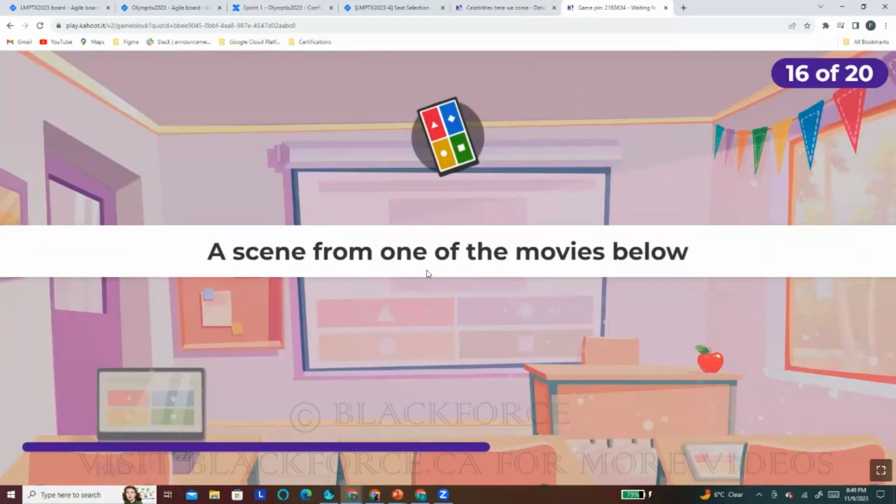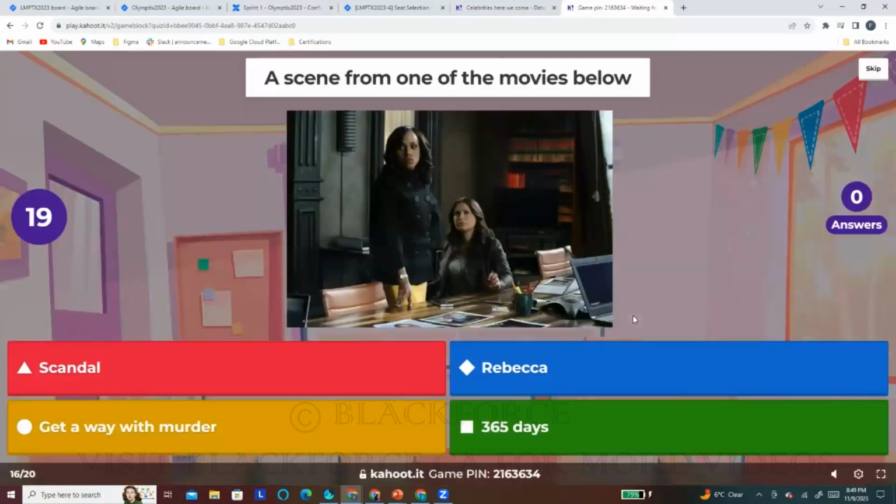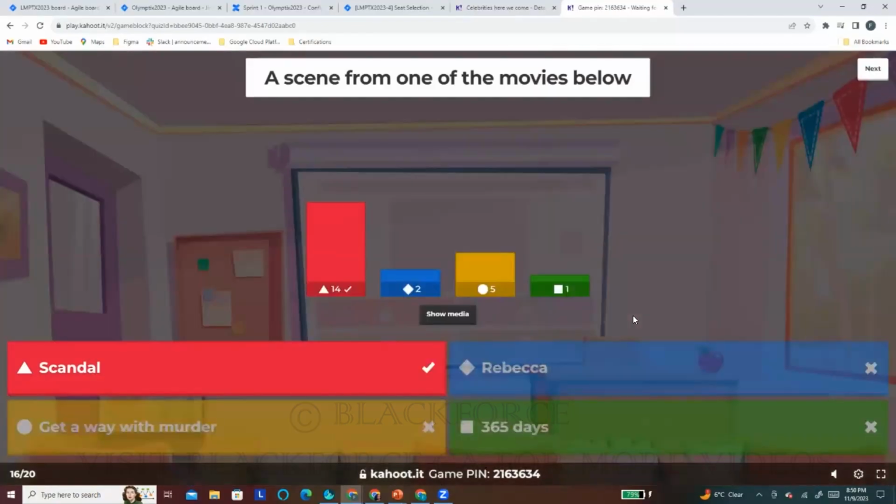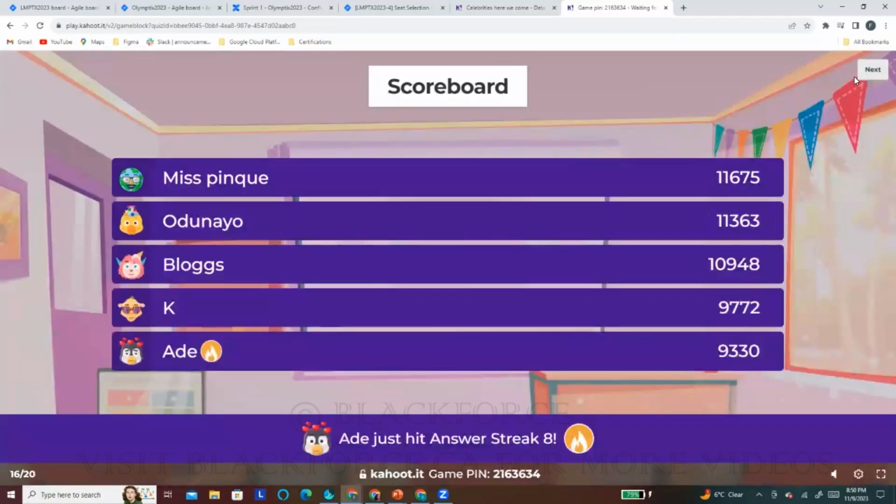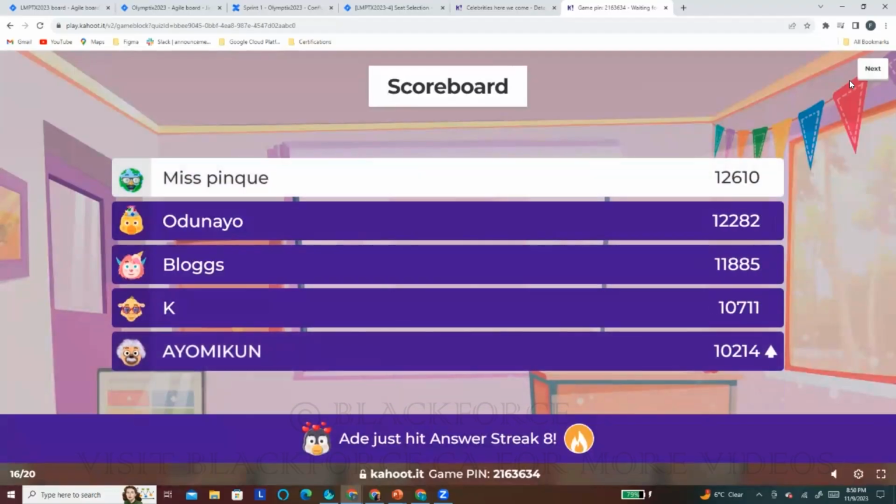A scene from one of the movies below. So this scene is from one of the movies below. If you know this lady, you know the movie and you know the scene. Olivia Pope. Good job, good job. Olivia Pope is a very popular movie, Scandal, I mean. And Olivia Pope acted very well in there.